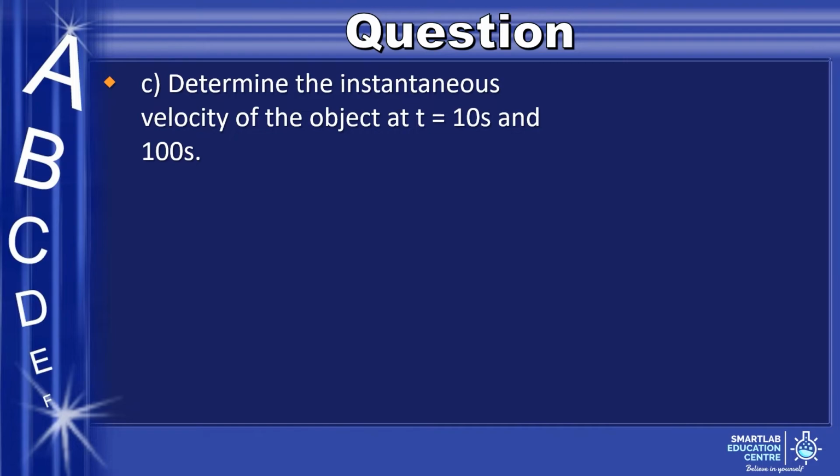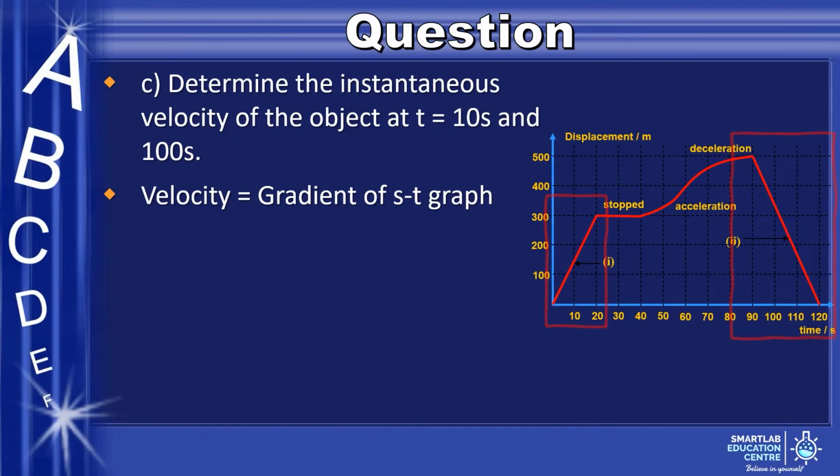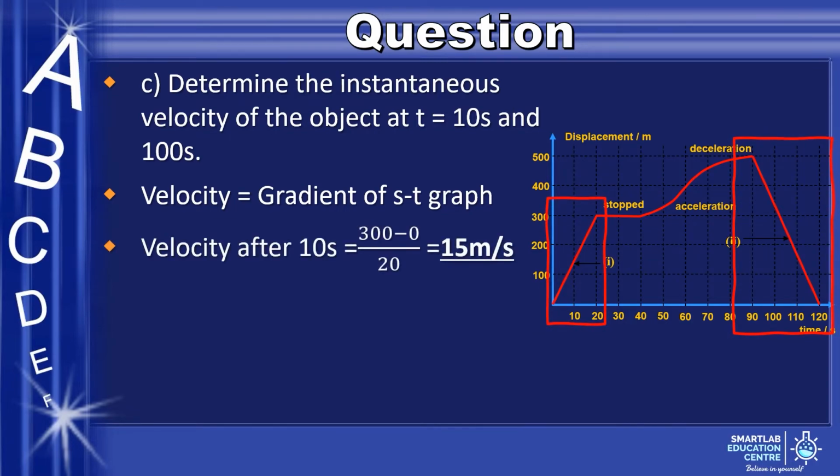Determine the instantaneous velocity of the object at t equals 10 and 100 seconds. To calculate the velocity, we have to calculate the gradient of the graph at these two times. Hence at 10 seconds, the gradient is 15, hence the velocity is 15 meters per second.